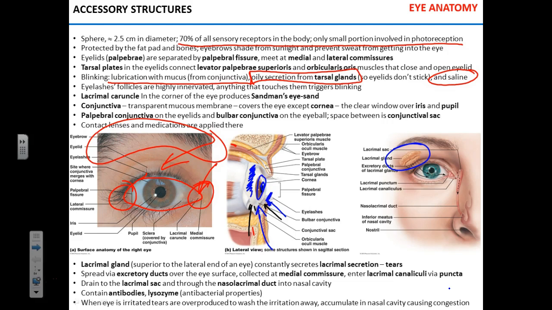It is located laterally, and it is superior to the eye, closer to the lateral aspect, closer to the lateral commissure. It produces the secretion known as tears, lacrimal secretion. By the way, do you remember which cranial nerve controls the lacrimal secretion? Lacrimal secretion, is that a motor response or sensory?